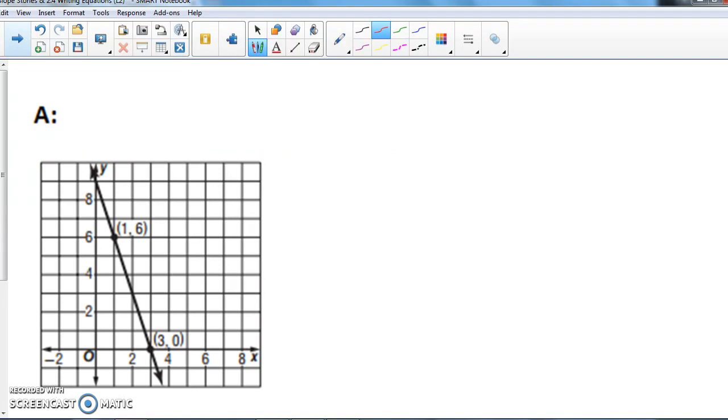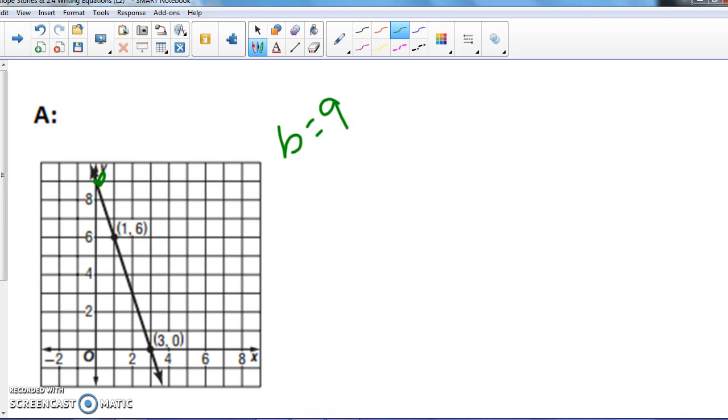When I'm looking at this graph, I listed find slope, find y-intercept, but I'm probably going to find the y-intercept first because visually that's probably the easiest thing to see. If I look at this line and ask where it crosses the y-axis, that's all the way up here. So my b value, or my y-intercept, is 9.